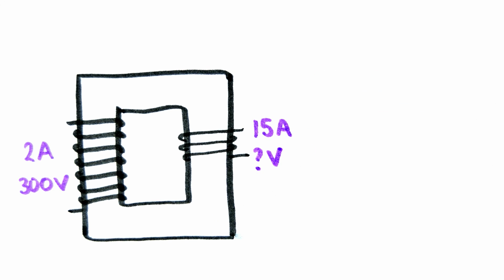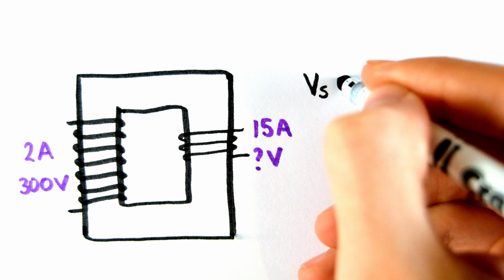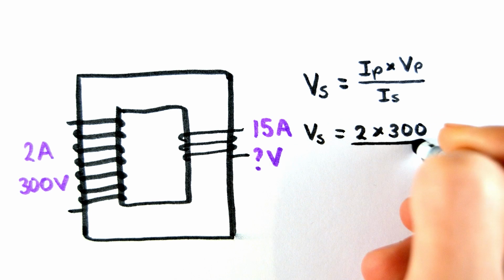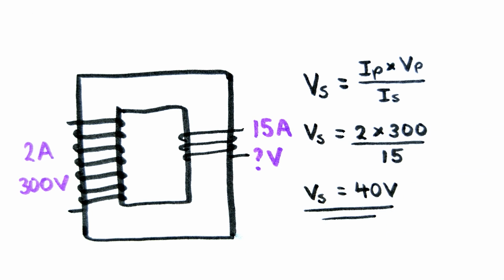For example, a current of 2 amps is supplied to the primary coil of a transformer with a potential difference of 300 volts across it. The secondary coil has 15 amps flowing through it. By rearranging the equation, we can work out the potential difference across the secondary coil as being 40 volts.